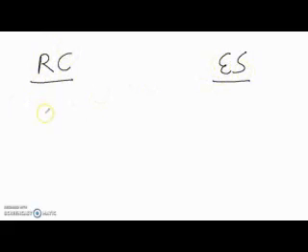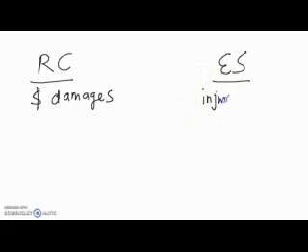And real covenants, I've always seen them as money damages. And then equitable servitudes are injunctions. If you can keep these straight, I think that'll save you from a lot of hurdles right away.